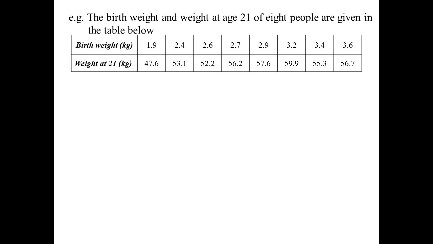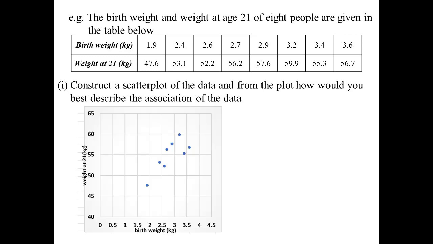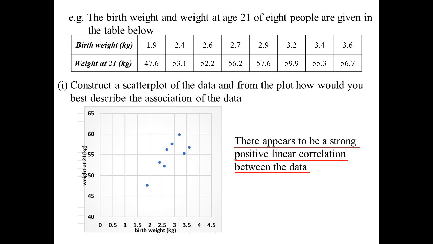So here's our data. We want to construct, first of all, a scatter plot of that data. And from the plot, how would I describe that association, just by looking at it? So here's my scatter plot. It does look to be linear, and it appears to be a strong correlation. It's definitely positive, but let's see. We can actually calculate the correlation for that data.